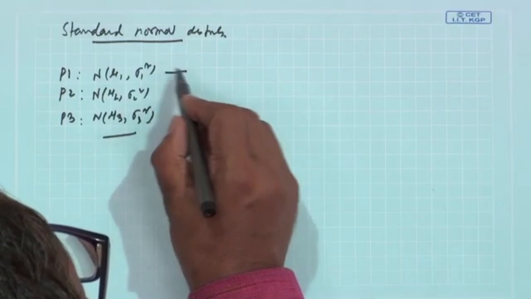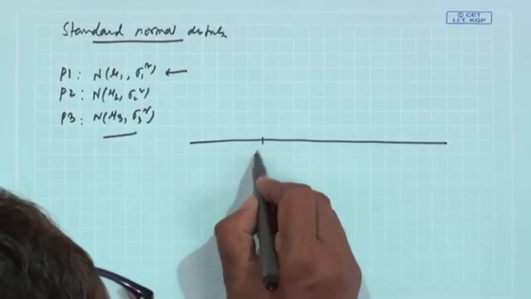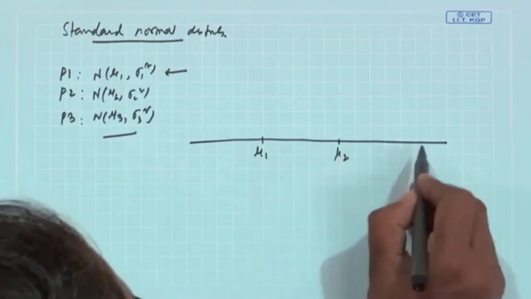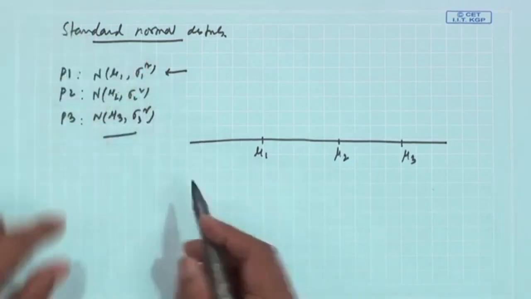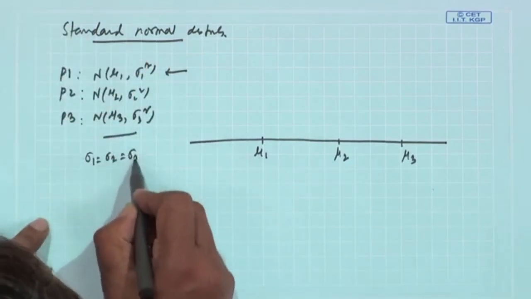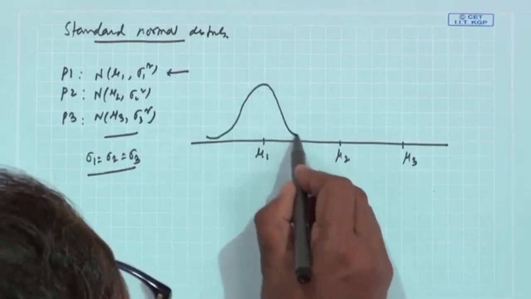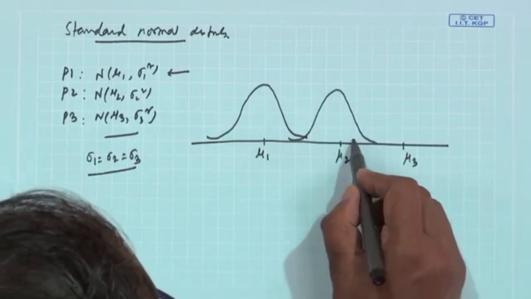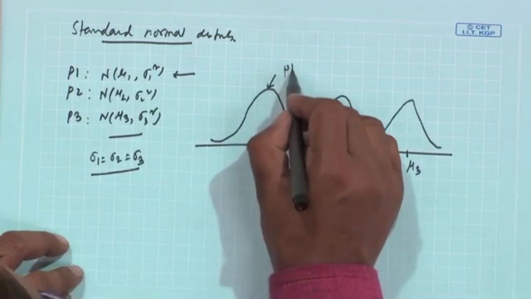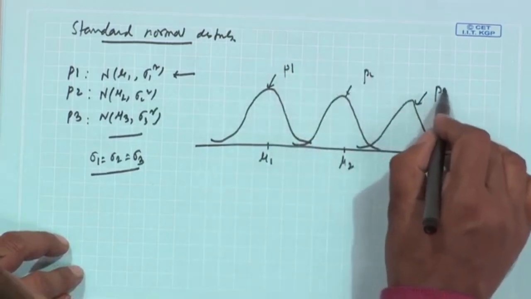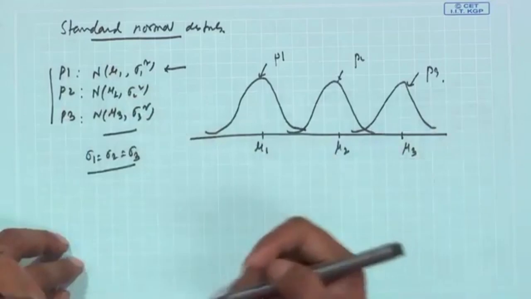So if I draw, I will draw like this. Maybe this is my mu 1, this is my mu 2, and this may be mu 3. And suppose sigma 1 equal to sigma 2 equal to sigma 3, let it be. It may not be, but let it be. So in that case, you can plot like this. Okay, so this is for process 1, this is for process 2, this is for process 3. That means for 3 processes, 3 different normal distributions.